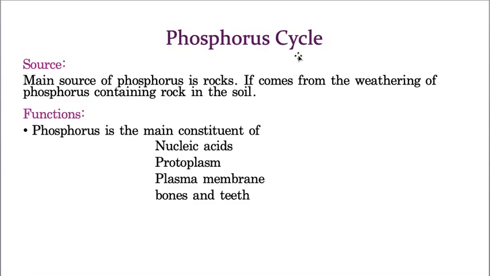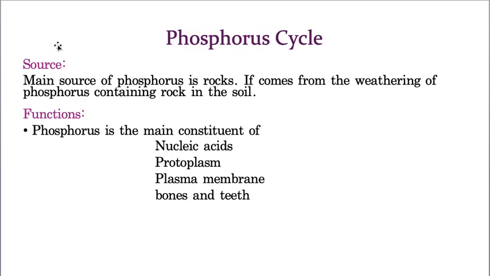Now let us take it as usual, the way we explained the carbon cycle; this also we will explain like that only. First we will take the source, second the function, and third the cycle. Now let us start. Source: what is the source of phosphorus? The actual and main source of phosphorus is rocks, obviously rocks.